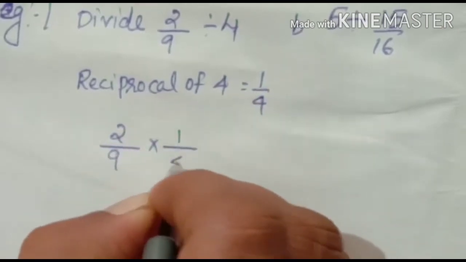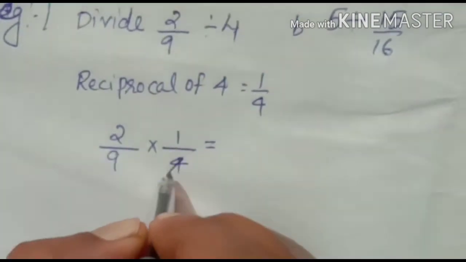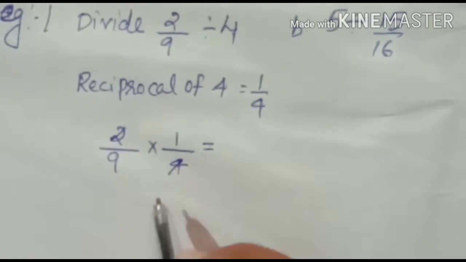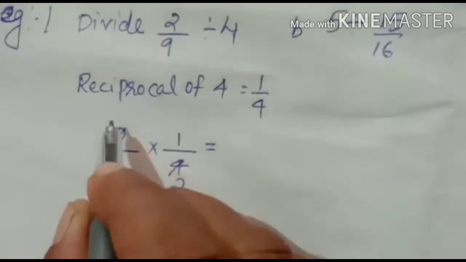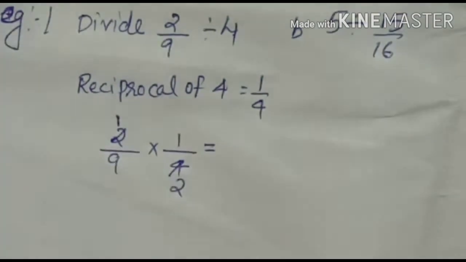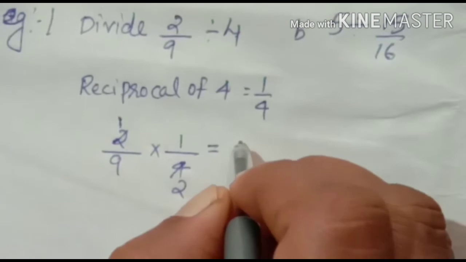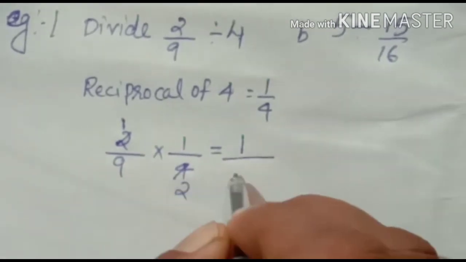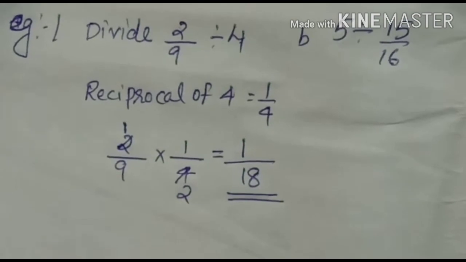That means 1 by 4, which is equals, here we can cut 2 and 4. 2 times 2's are there in 4 and 1 time 2's are there in 2, which is equals 1 into 1, 1 and 9 2's are 18. 1 by 18. It is a proper fraction.